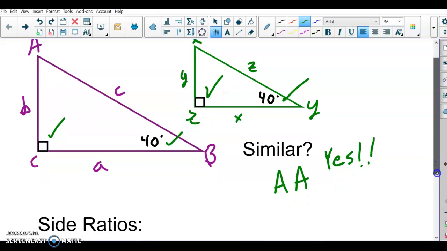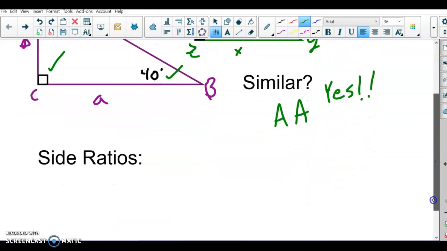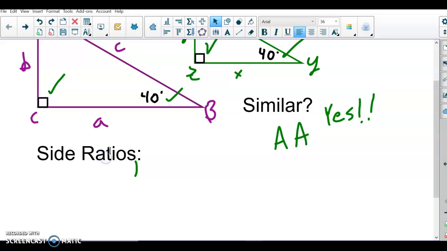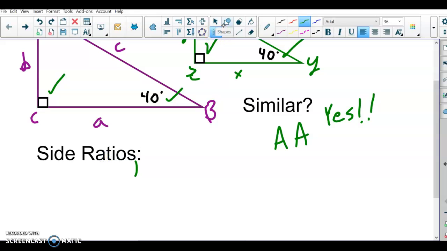So now I can come down here and I can look at my side ratios. With my side ratios, I can go ahead and I can quickly say, well, let's just take two of them. Let's take A and C. So I'm going to take A over something and C over something. Equals. These are from my similarity ratios from last time.